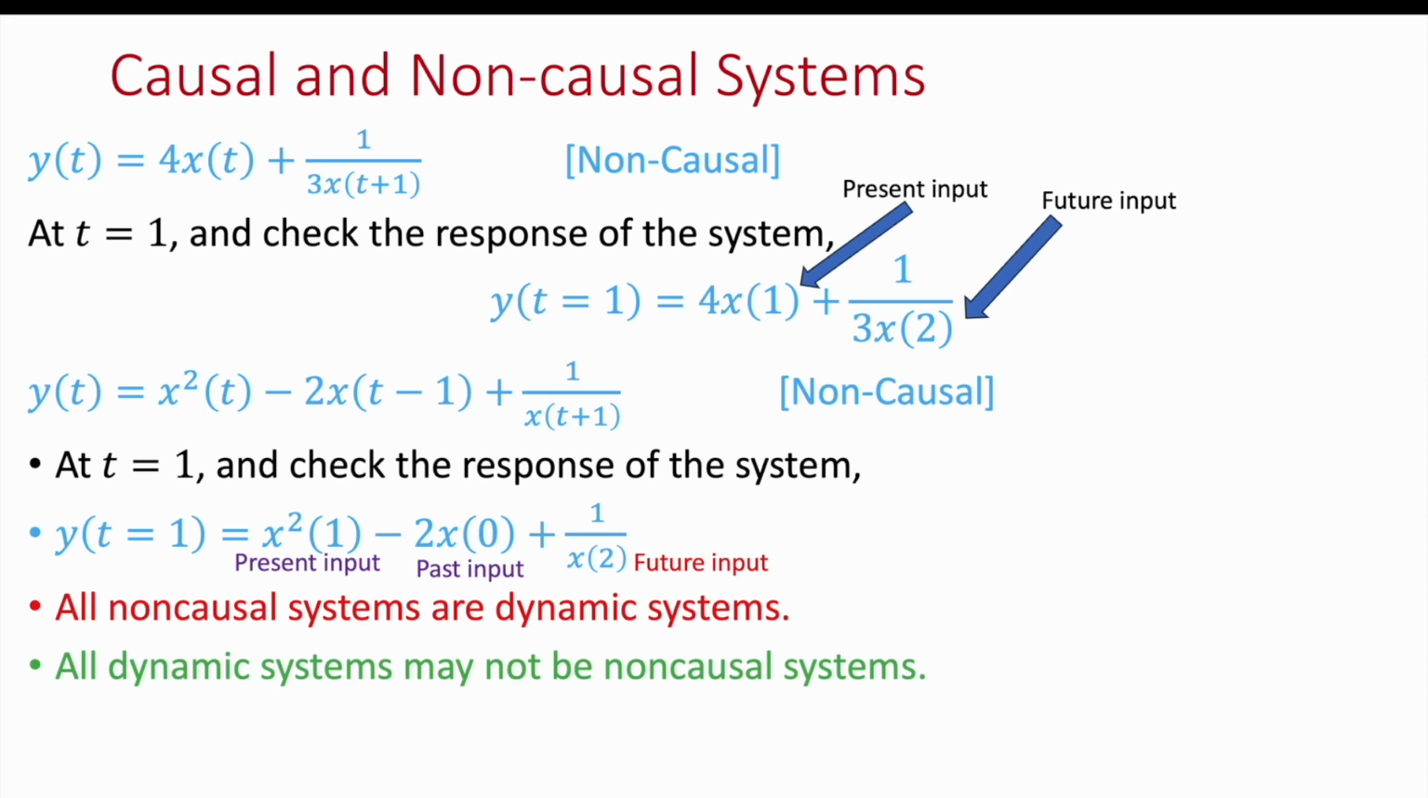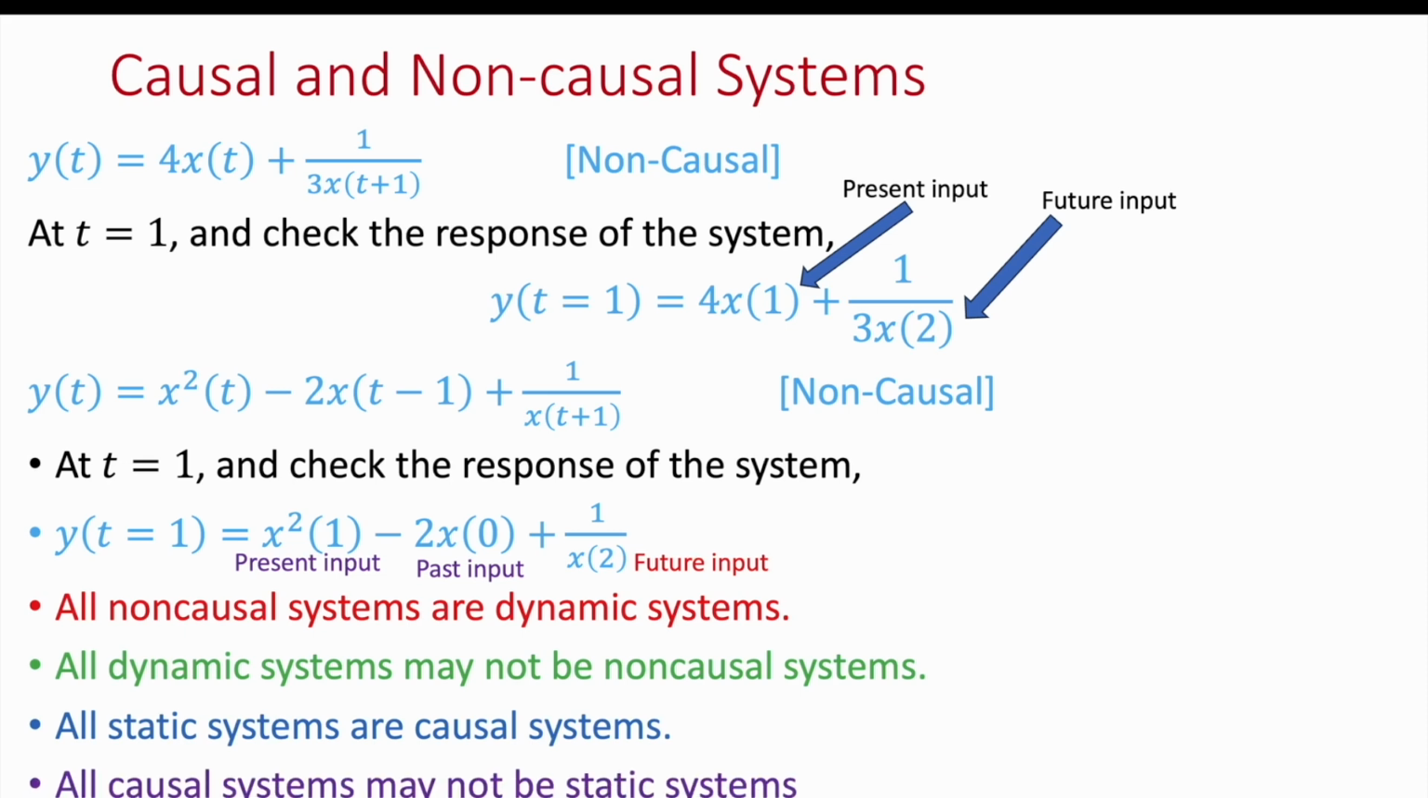So that is why not all dynamic systems are non-causal systems. Third point, all static systems are causal systems. Why? Because static systems are memoryless systems, and causal means there is only present input. So if only the present input is there, then you can say that the system is a memoryless system. Memoryless system means static system.